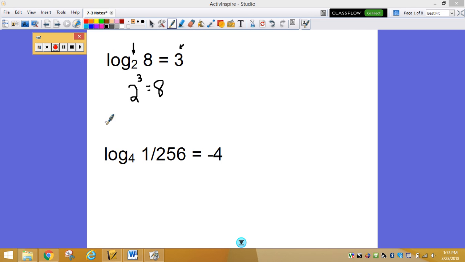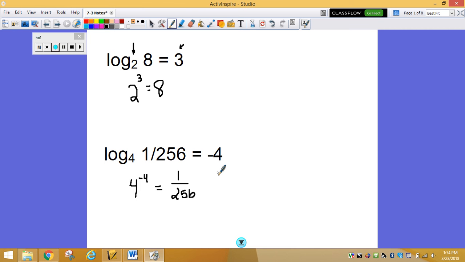Alright, so let's do the second one. Again, this little number becomes your whole number, so 4 is going to be my whole number. What it equals becomes my exponent, so -4 becomes my exponent, and it equals 1 over 256. Now, I want to pause right here. I want you to pause this and go get a graphing calculator right now.